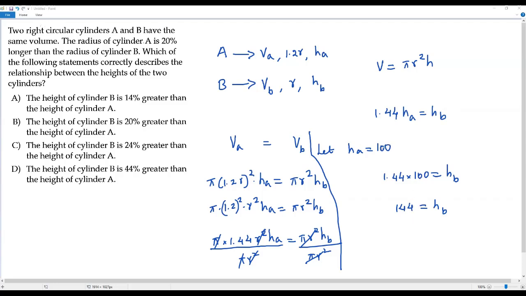That is, when HA, the height of cylinder A, is 100, the height of cylinder B is 144. Clearly, the height of cylinder B is 44% more than the height of cylinder A. So we have this in answer choice D. That is, the height of cylinder B is 44% greater than the height of cylinder A. The correct answer choice for this question is D.